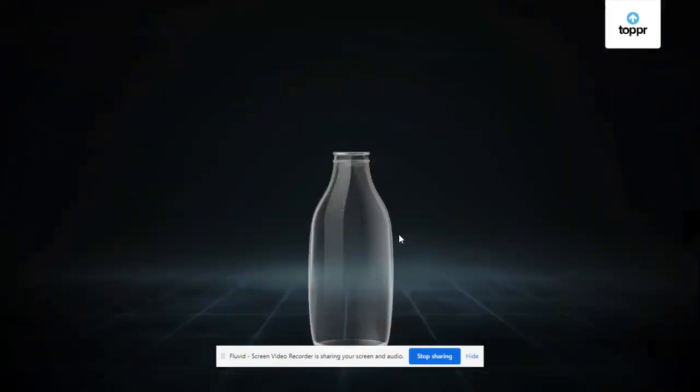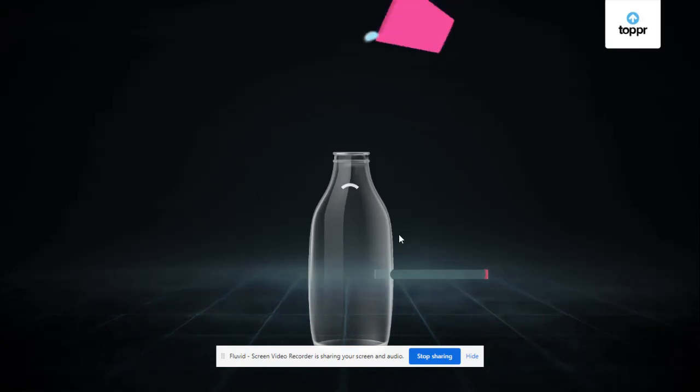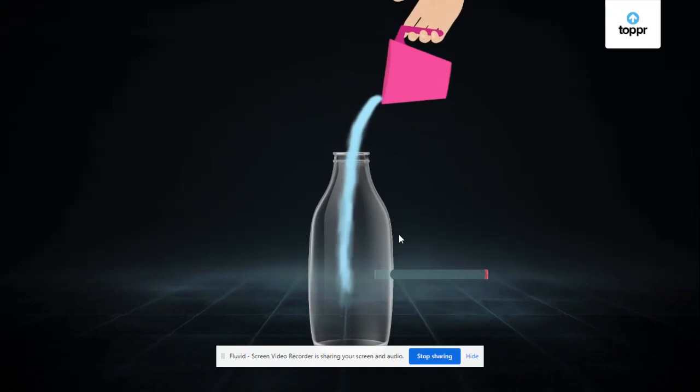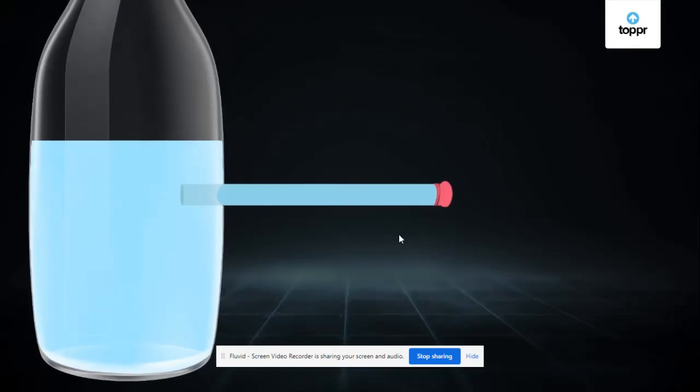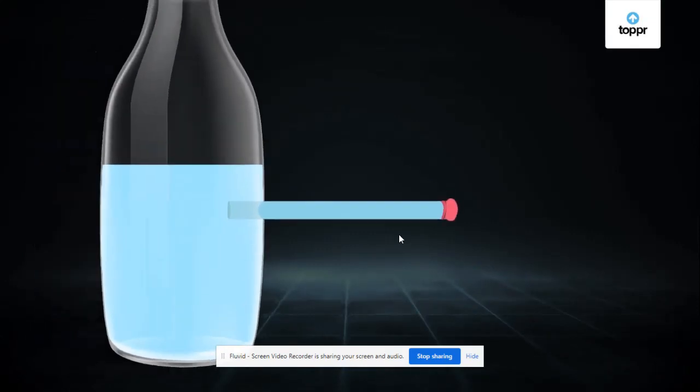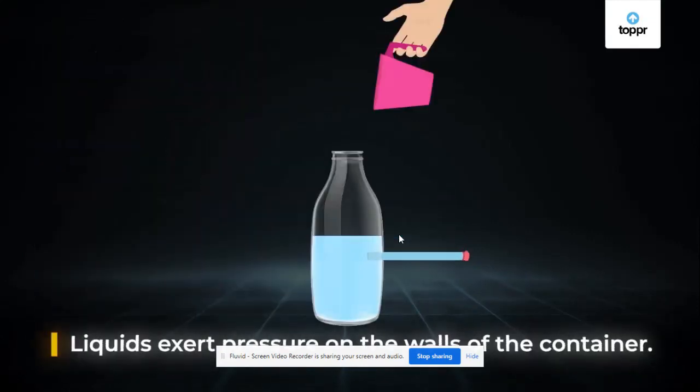Now take a transparent water bottle and make a small hole a few centimeters above its bottom and fix a cylindrical glass tube. Now attach a stretched rubber sheet at its end. Now pour water into the bottle and observe the rubber sheet. Again we observe that the rubber sheet is bulging out, which shows that liquids exert pressure on the walls of the container. You can note it as the second property of pressure due to liquids.